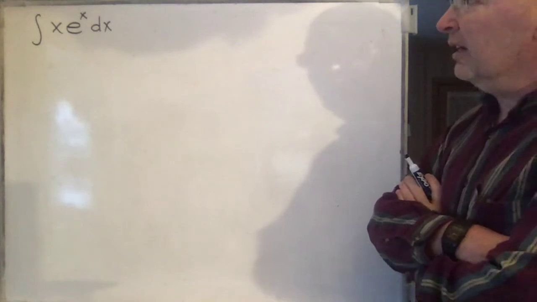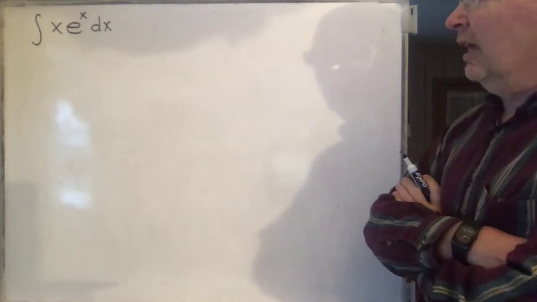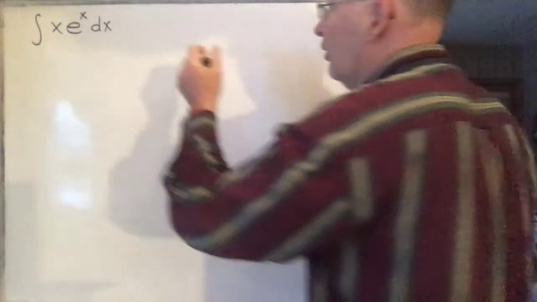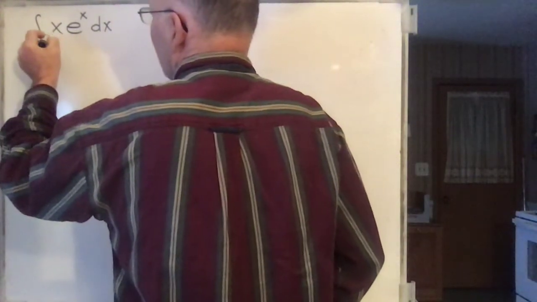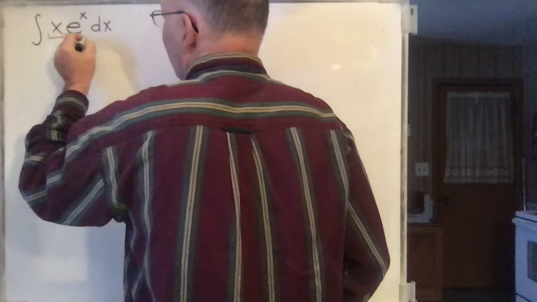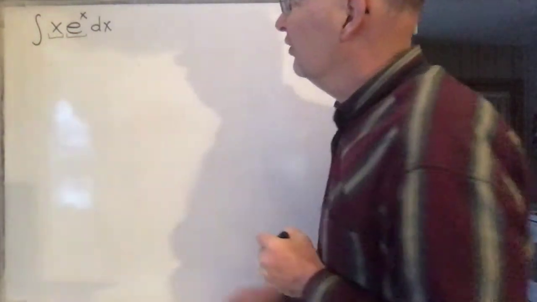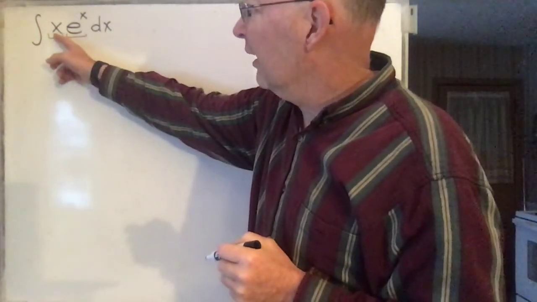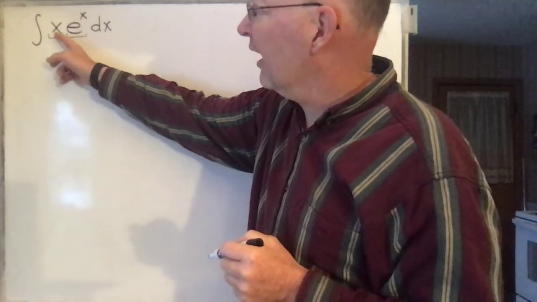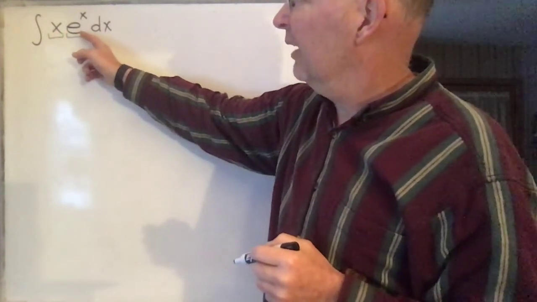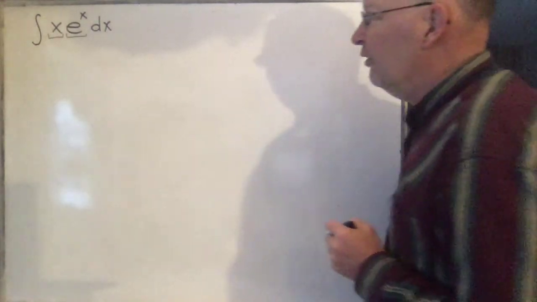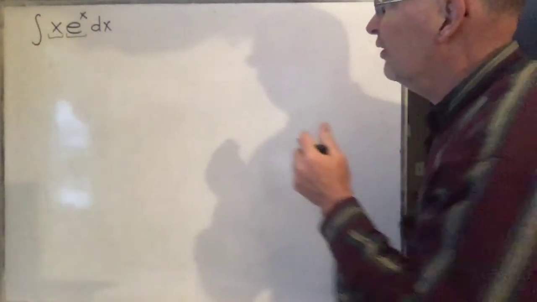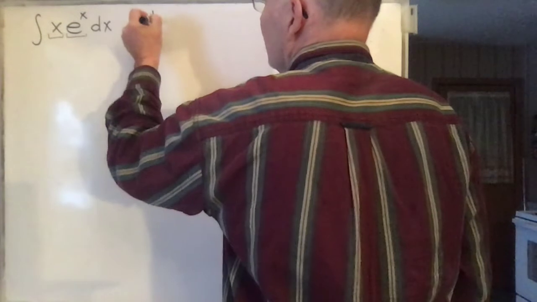Notice that it's the product of two functions. And so the method we're going to use is the one we typically use whenever we have the product of two different kinds of functions. Notice that this is an algebraic function. It involves x's, and this is an exponential function. So we have the product of two different kinds, and here's the method we use. This method is called integration by parts.